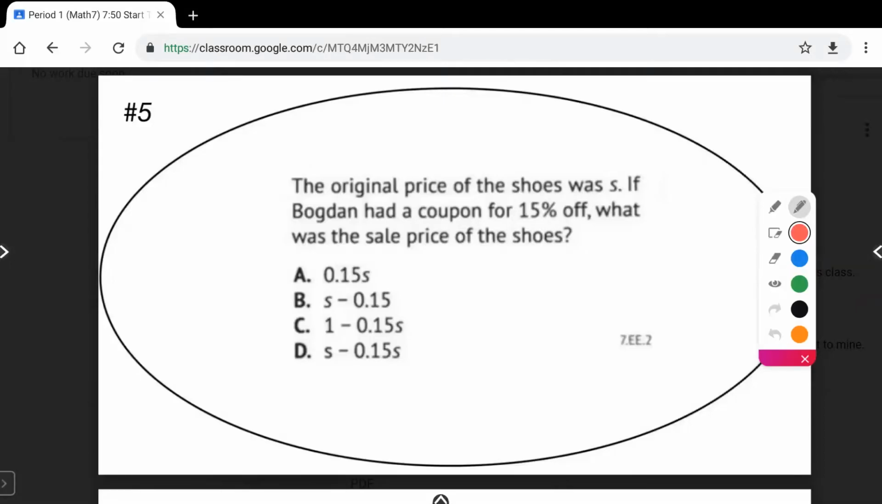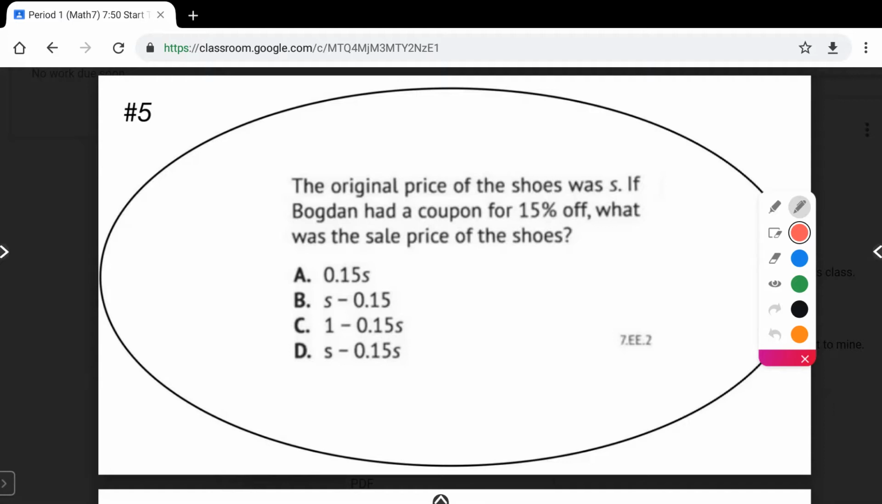Another one and done, and again, a question about percent of change. So when I go through and look at this question, it says the original price of shoes was S. If this person had a coupon for $15 off, what was the sale price of the shoes? Now if you have a coupon, this means that it's a sale. It means you're going to be paying less, and less means subtract.